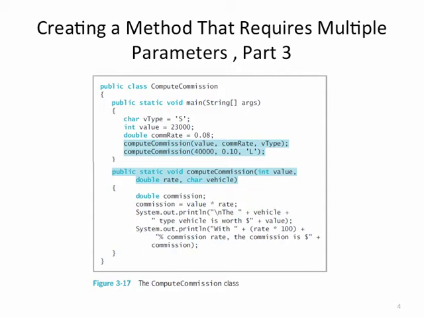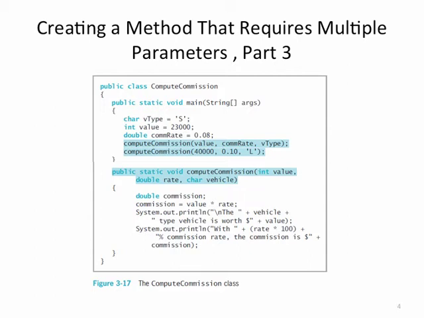So here's an example where we use computeCommission. In our computeCommission method, we've declared public static void computeCommission(int value, double rate, char vehicle). So it's a three parameter method. It needs an int, a double, and a char in that order. And if you look at the method call, computeCommission(value, comRate, vType), you can look at value, it is an int, comRate, it is a double, and vType, it is a char or character.